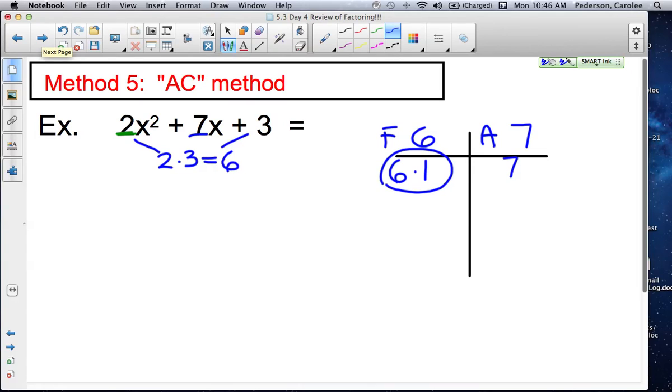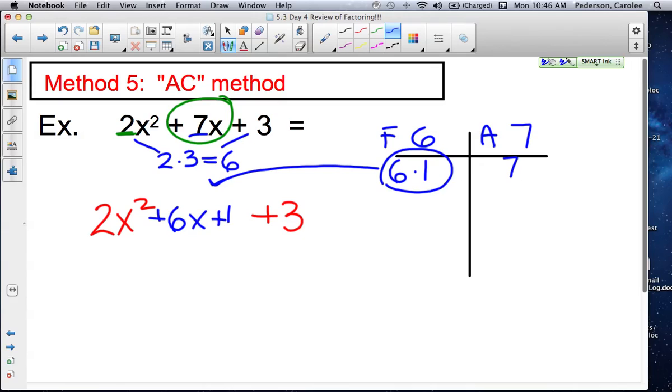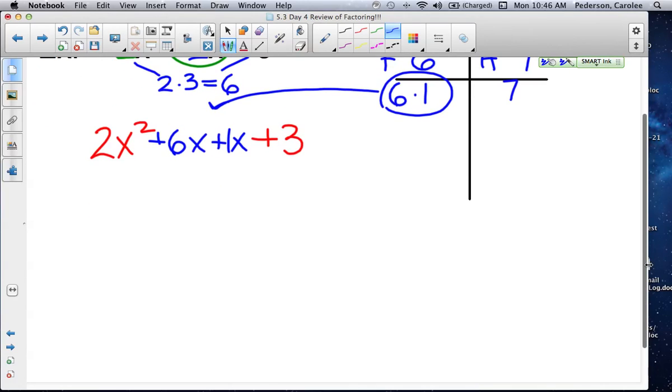So how AC works is we split up this 7x into two terms, 6x and 1x. So I'm going to keep my 2x squared and my plus 3, and then these two become my middle term, plus 6x plus 1x. If I combine those two blue terms back together, I'll get my 7x. Now I have a quadnomial that I can factor by grouping.